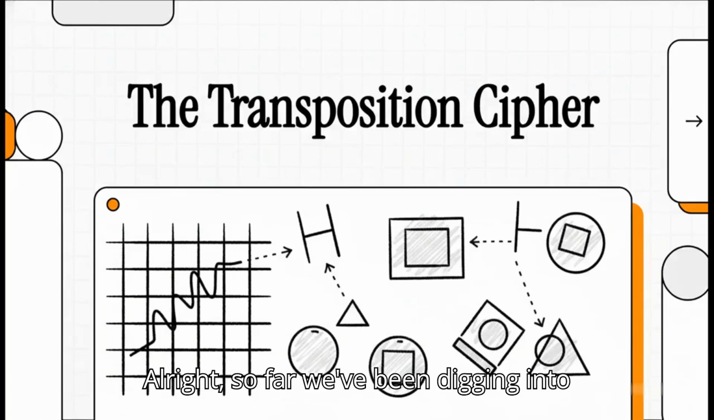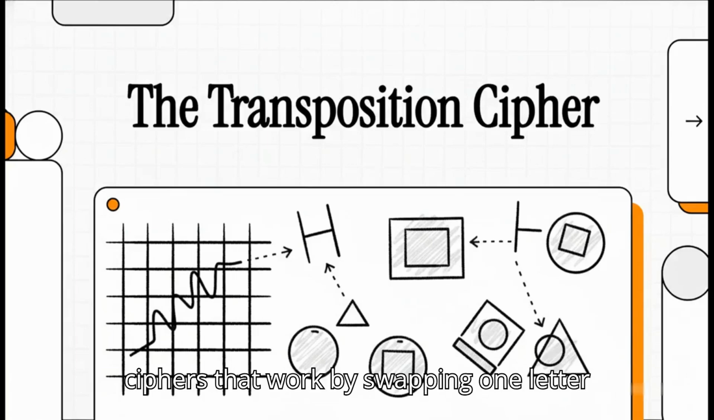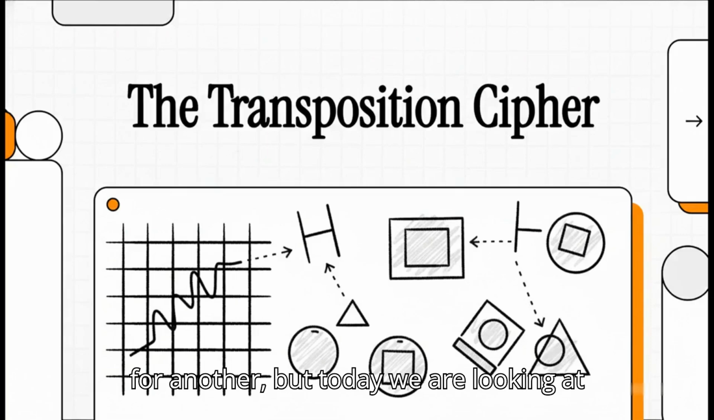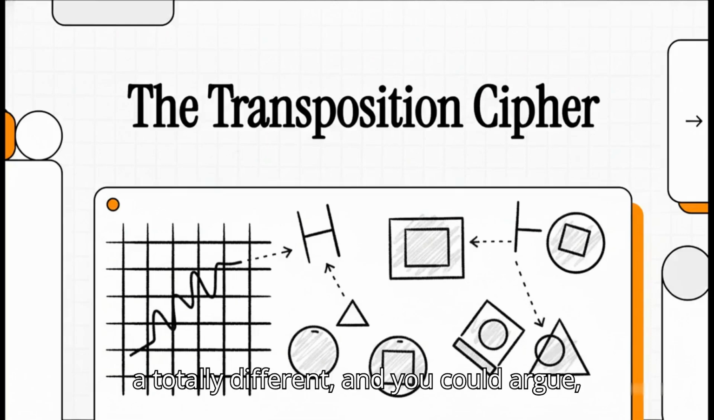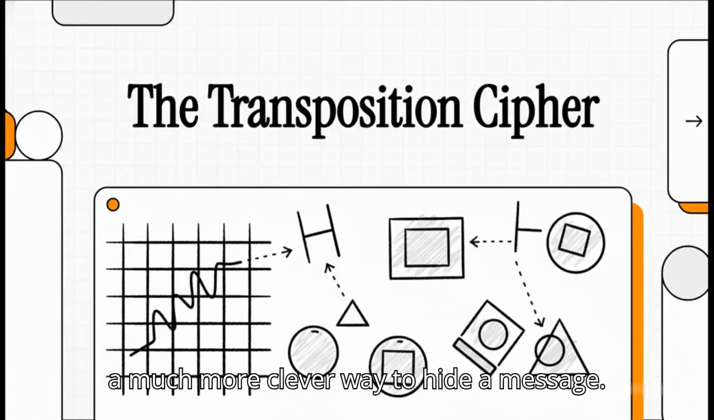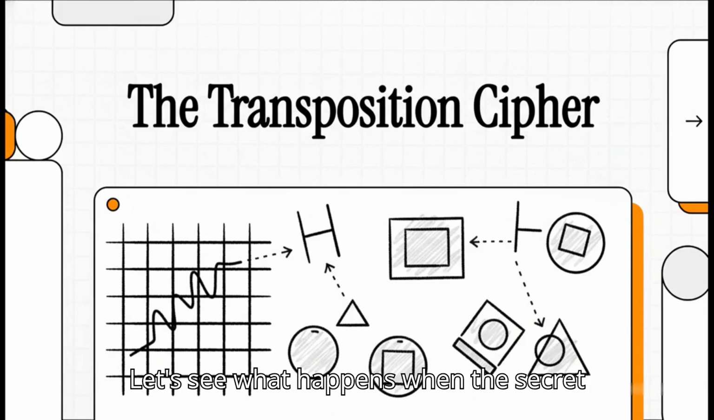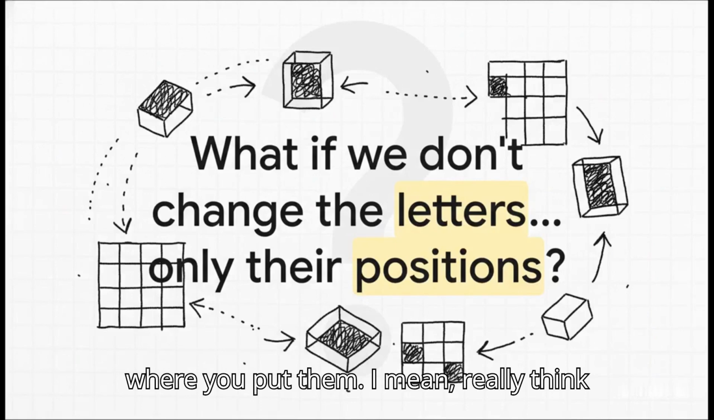All right, so far we've been digging into ciphers that work by swapping one letter for another. But today, we're looking at a totally different, and you could argue a much more clever way to hide a message. Let's see what happens when the secret isn't in the letters themselves, but in where you put them. Really think about that for a second.